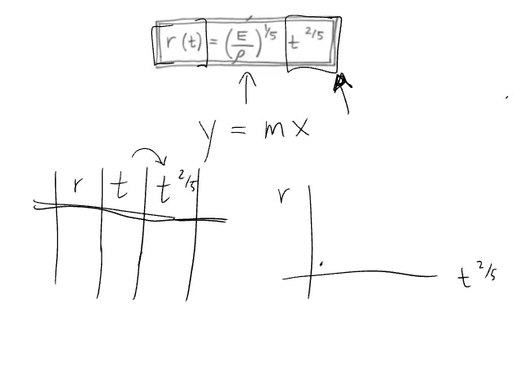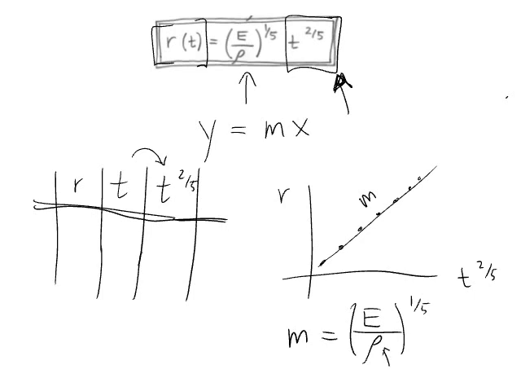When you do that, you should get a pretty much linear graph. You're going to do a curve fit, and then the slope m of that equation obviously is going to be the energy of the explosion over the density of the air to the 1/5 power. Knowing this, and measuring this from your graph, you should be able to ultimately figure out the goal of the experiment, which is to determine the energy of this Trinity bomb explosion.